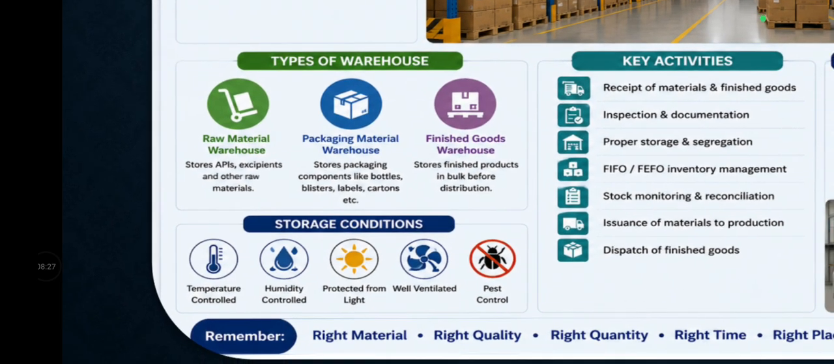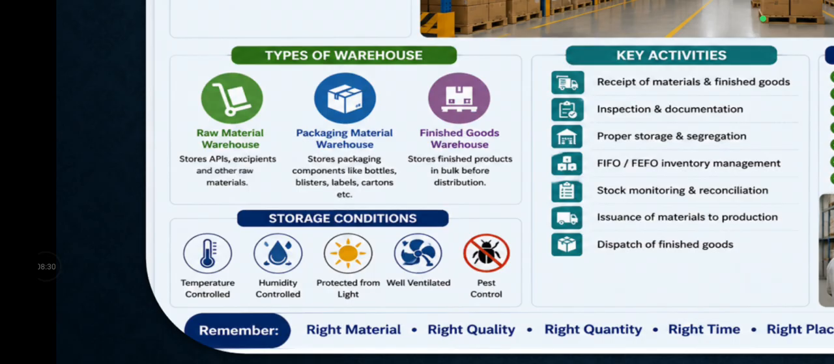Okay. So in the warehouse we need to maintain different storage conditions, that is temperature control. Finished dosage forms require different temperatures, okay, below 0 degrees Celsius, 25 degrees Celsius, room temperature, etc. So we need to maintain this temperature in the warehouse. Then humidity control should be there, protection from light, a well ventilated system should be available, and pest control basically. So these are the 5 storage conditions required in the warehouse facility.